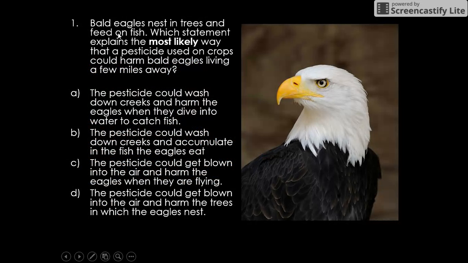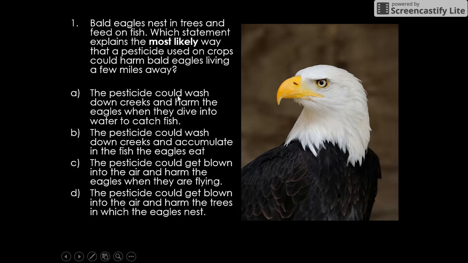Okay, bald eagles nest in trees and feed on fish. Which statement explains the most likely way that a pesticide, or a chemical, used on crops could harm bald eagles living a few miles away? So how could this pesticide harm these bald eagles?